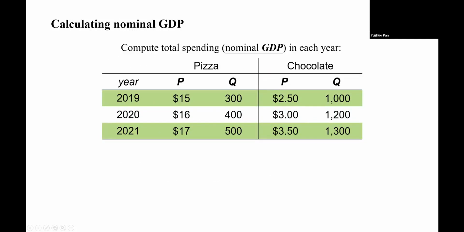Okay, here, compute the nominal GDP. So again, for the nominal GDP, you are going to use the price for that specific year, the current price. In this example, we have one assumption that in this market, we only have two products, pizza and chocolate. So we only have these two products as GDP. And we have different prices and different quantities for different years. What's the nominal GDP here? So calculate.